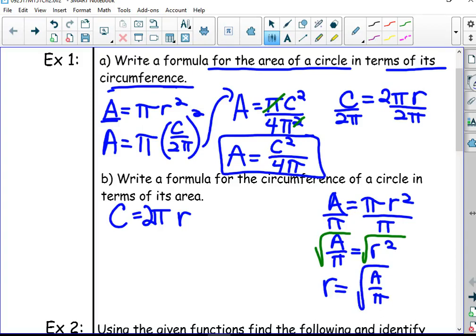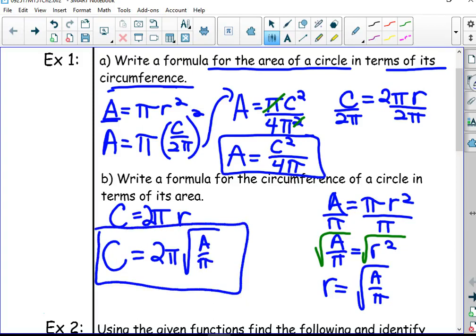So I go back to circumference, and instead of using the r there, I'm going to use the square root of A over pi. Now, because the pi is inside the square root and the other pi is on the outside, I could simplify, but it would be crazy fractional exponents, and I don't see a good reason to do that.